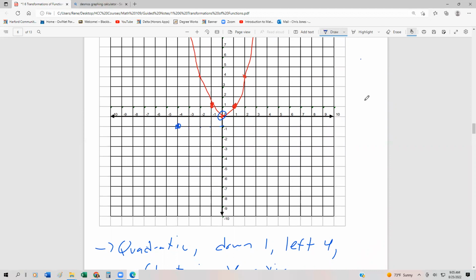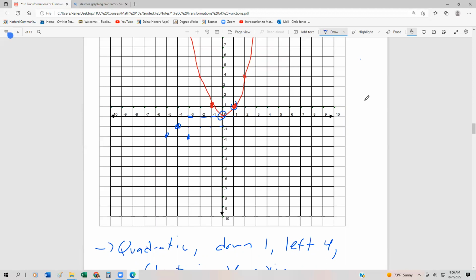Now we're going to take all the other points. We're going to move down 1. So let's take this point. We move down 1. We move left 4. So 1, 2, 3, 4. But then we're going to reflect it. That means it's going to be down here instead. And with the other one, it's going to be here.